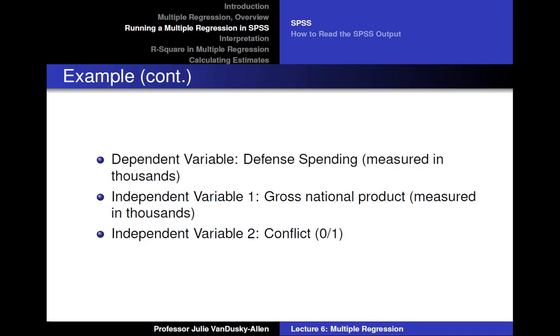In both cases, defense spending is the dependent variable. It is measured in thousands of dollars. And we have two independent variables, GNP and conflict. GNP is measured in dollars, and conflict is measured as 0 or 1. 0 means a country is not involved in a conflict. 1 means a country is involved in a conflict.